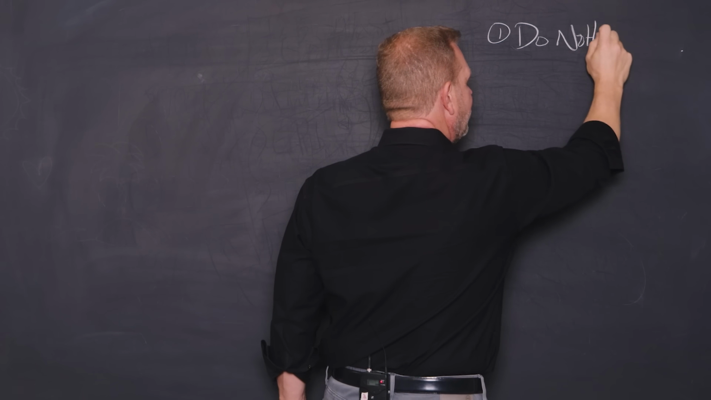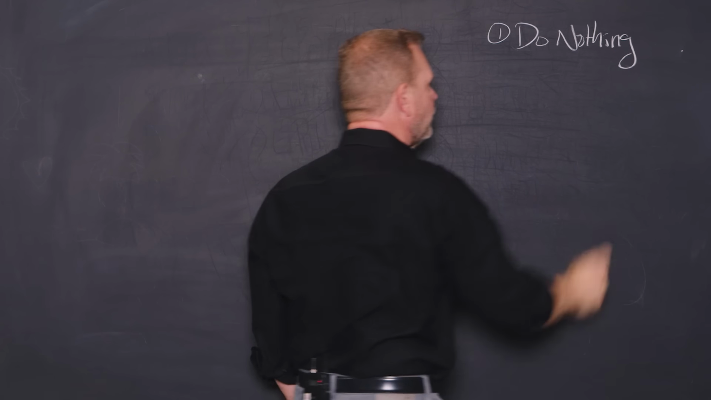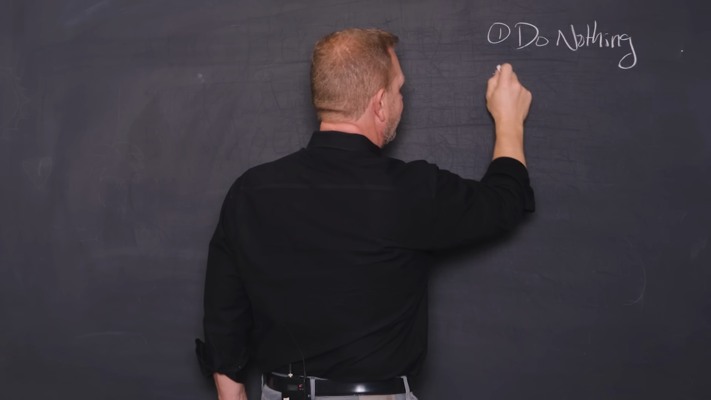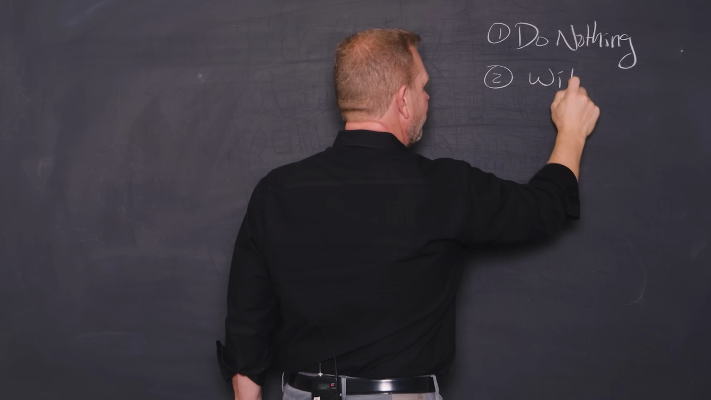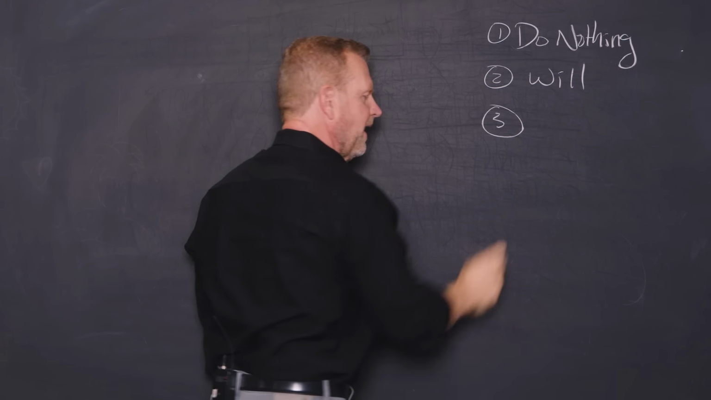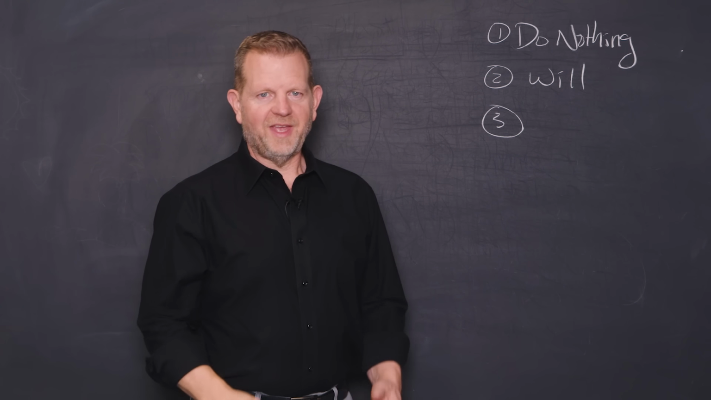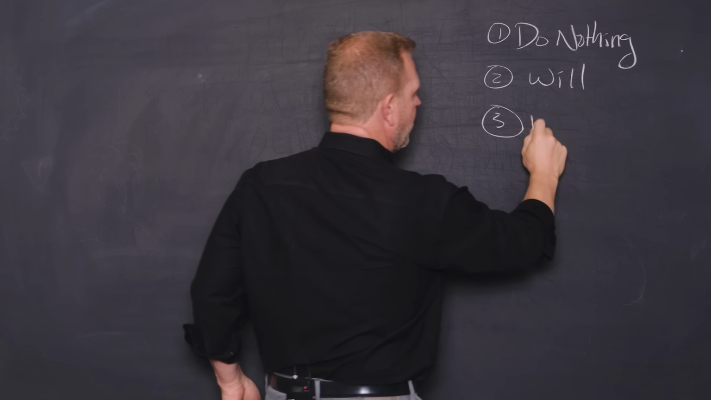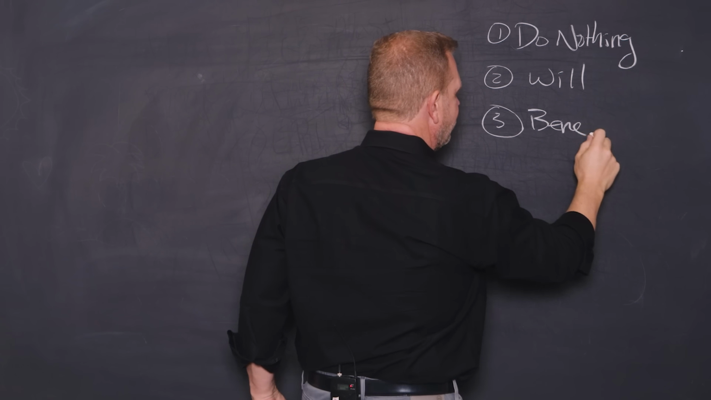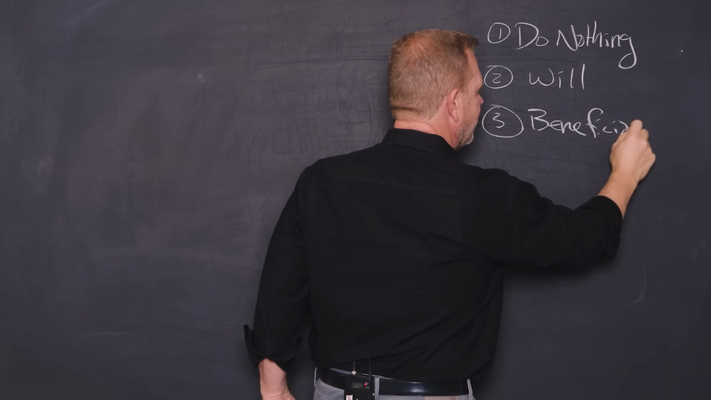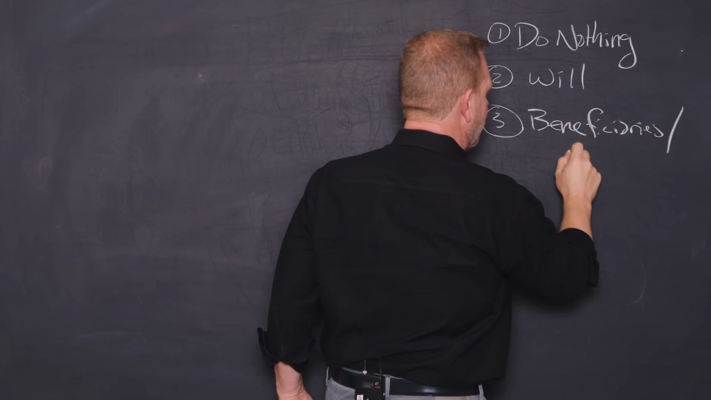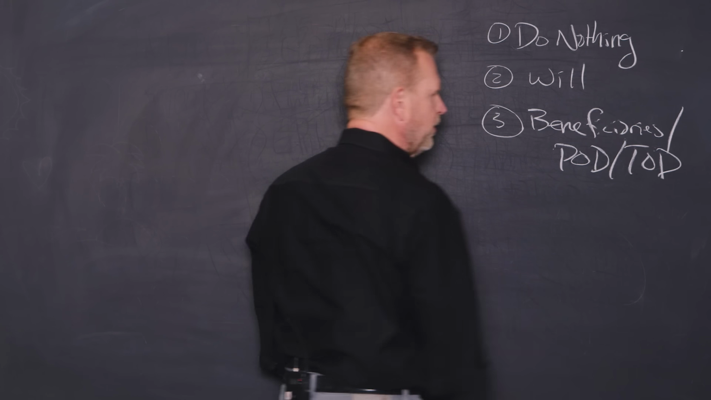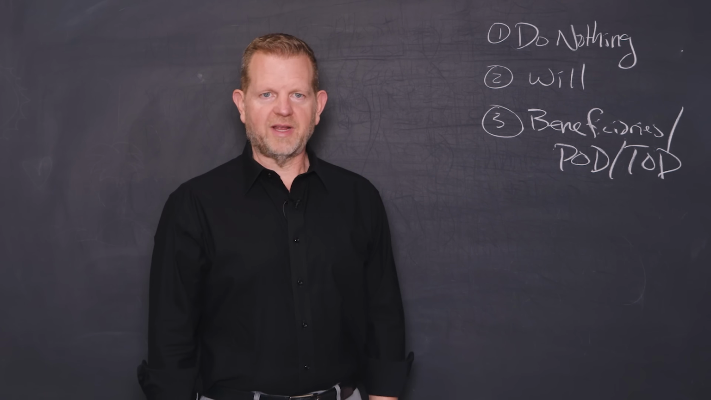Number 1 is the tried and true do nothing. Number 2 is using a will. Number 3 is using beneficiary designations. So I'm going to call it beneficiaries, like on insurance and things like that. Paid on death, transfer on death, putting those on real estate or accounts.